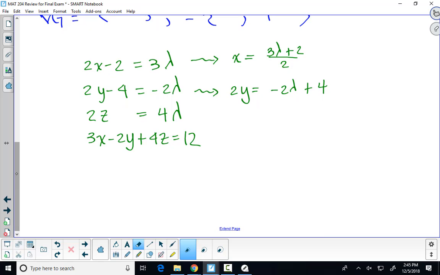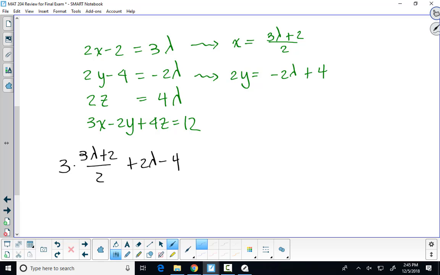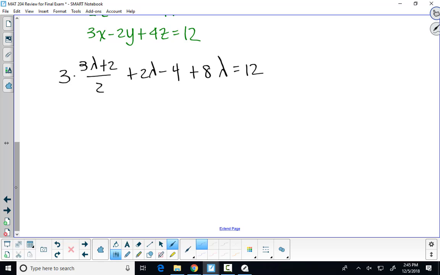So let's plug into our constraint equation. That minus 2y, so that's going to be plus 2 lambda minus 4. Plus 4z, we just double that, so that's plus 8 lambda, equals 12. Then let's multiply everything by 2 to get rid of this fraction. So we're going to have 9 lambda plus 6 plus 20 lambda equals 32.